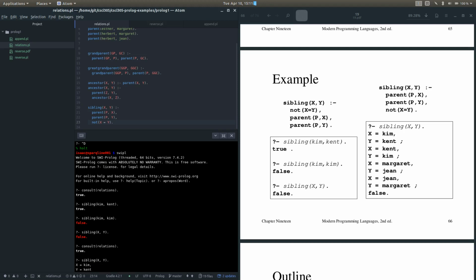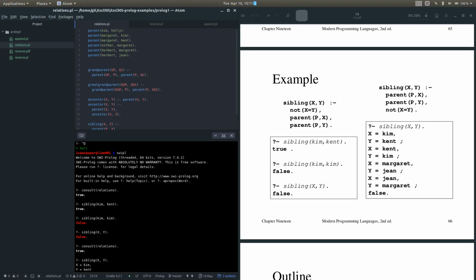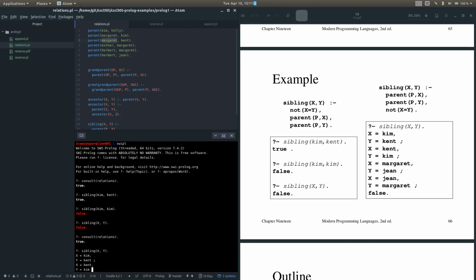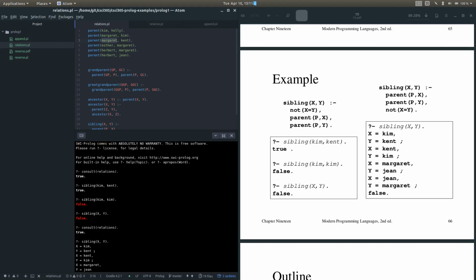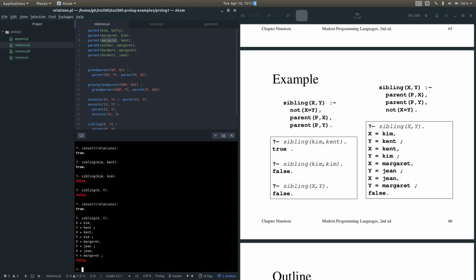So we get Kim, Kent, right? So the question is Kim and Kent actually siblings? Well, in fact, they are. Margaret is the parent of both Kim and Kent. So apparently they actually are siblings. So we had a problem with our original definition. And we can continue along, and we find that Kent and Kim, of course, are siblings, and Margaret and Jean, right? Because Herbert is the parent of both Margaret and Jean, and so they must be siblings. And let's see, we get Jean and Margaret, of course, and that's it, right?